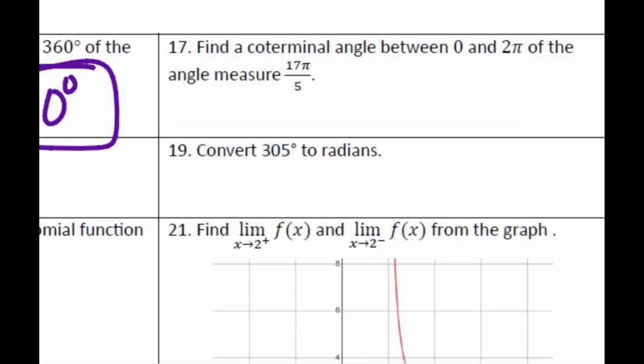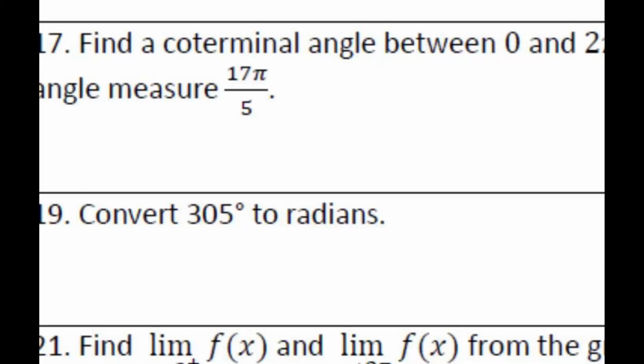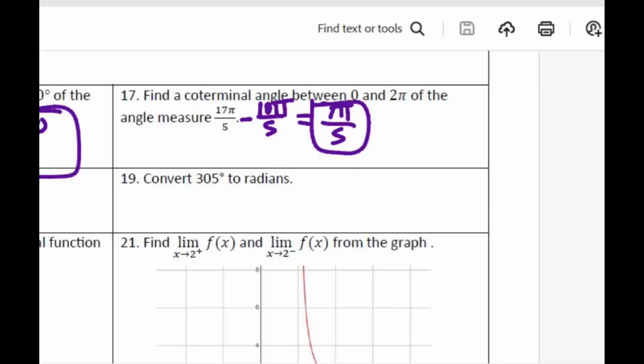Here I want to do the same thing, find a coterminal angle. So here I want to go between 0 and 2 pi. 5 goes into 17 more than 3 times, so I need to subtract. I'm going to make sure my denominator is 5, and this should say 2 pi, so my numerator needs to say 10 pi, because 10 pi divided by 5 is 2 pi. Then this would give me 7 pi over 5, which is between 0 and 2 pi.